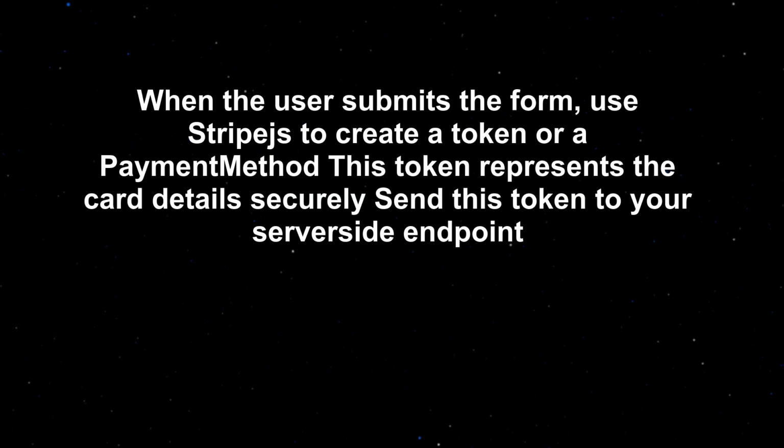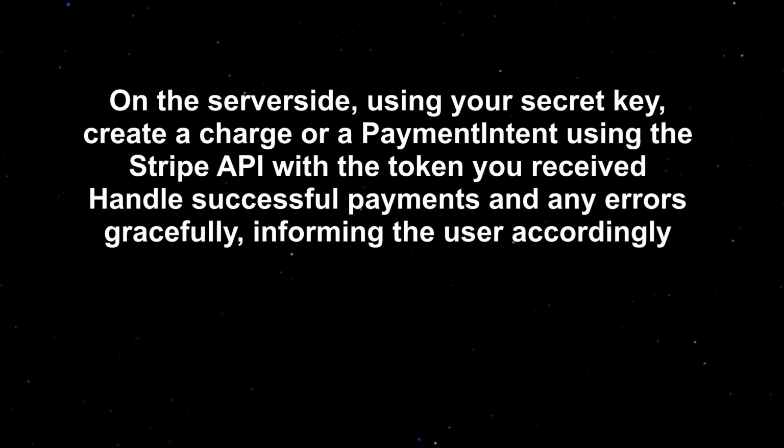When the user submits the form, use Stripe.js to create a token or a payment method. This token represents the card details. Securely send this token to your server-side endpoint. On the server side, using your secret key, create a charge or a payment intent using the Stripe API with the token you received. Handle successful payments and any errors gracefully, informing the user accordingly.